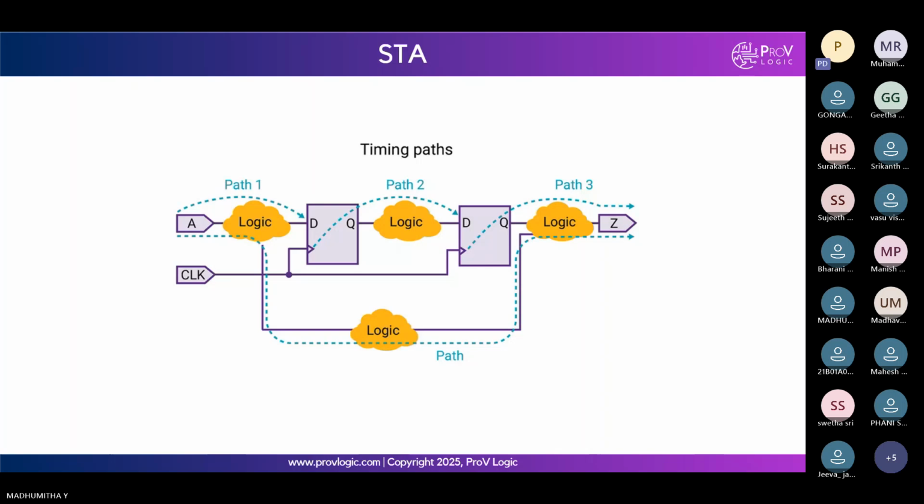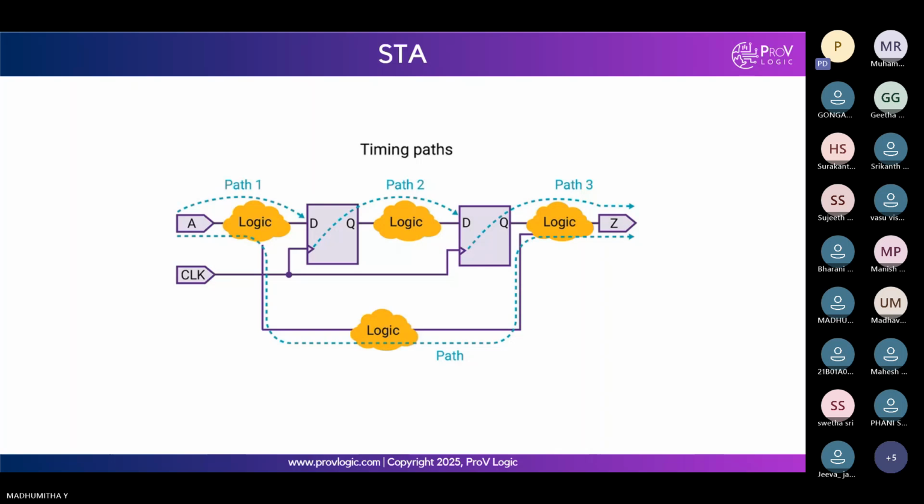There's a question: how can STA be done for multi-cycle paths? First I'll explain what a multi-cycle path is for the others. Multi-cycle paths means paths that require more than one clock cycle for the data transfer to happen. In this diagram, in path 2, the data is getting transferred from the first flip-flop to the second flip-flop in 1 nanosecond. If 1 nanosecond is the clock period, it is called a single cycle path.